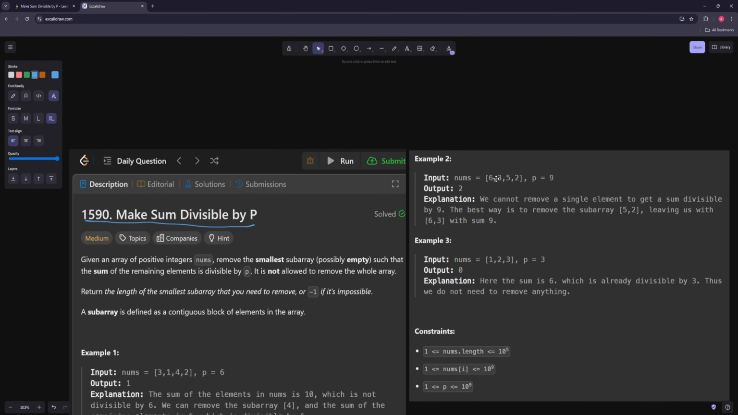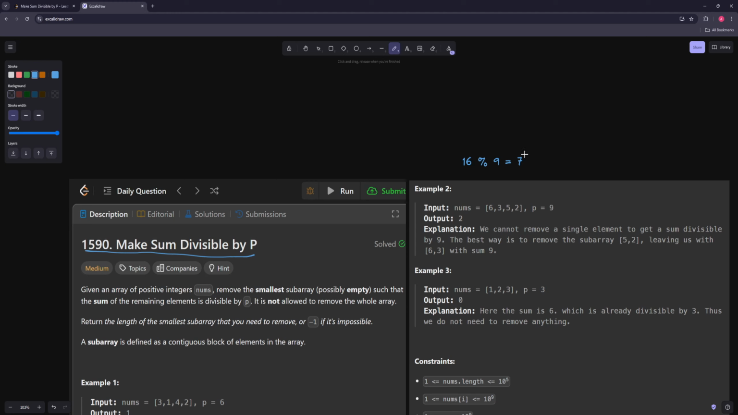In this example, the sum here is 16, and it's not divisible by p. So there's actually a mod 7 here. And what does this mod 7 tell us? This mod 7 tells us that we have to remove a subarray that has this mod, because then the rest of it will be 0. So basically, there's a remainder 7 here.